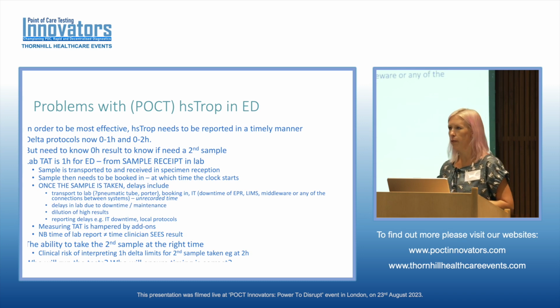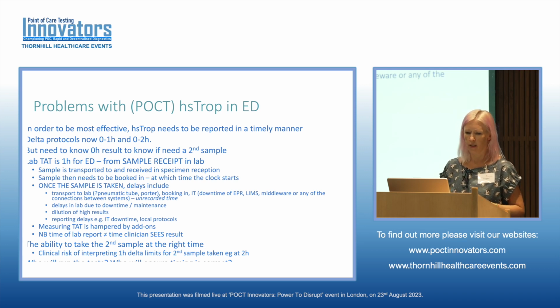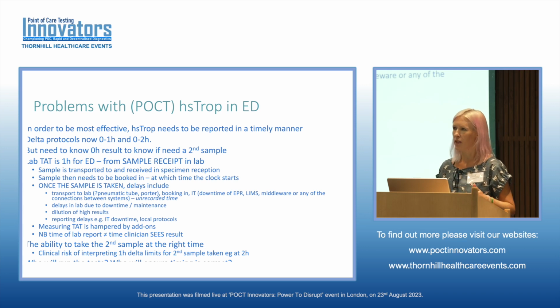Okay, so in order to be most effective, high sense troponin needs to be reported in a timely manner. The lab turnaround time tends to be an hour for ED, but that's from receipt of samples. The sample's got to get to the lab in the first place, having been taken. It's got to be taken after the clinician has made the decision that they want that test. Once it's got to the lab, you've still got delays, maybe related to IT, maybe related to machine downtime. You might need a dilution of a high result, and you might then have IT delays for the result going out. And even when the result is out, that's not the time at which the clinician sees that result.